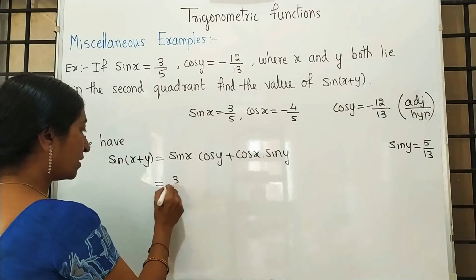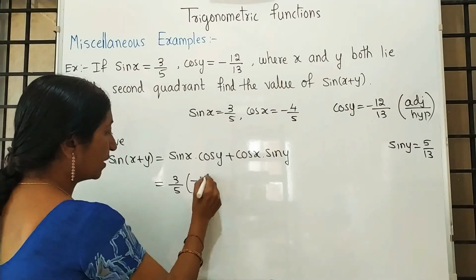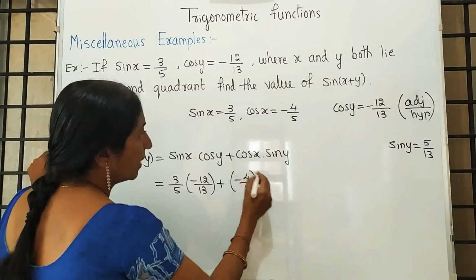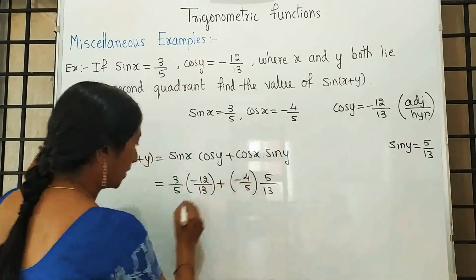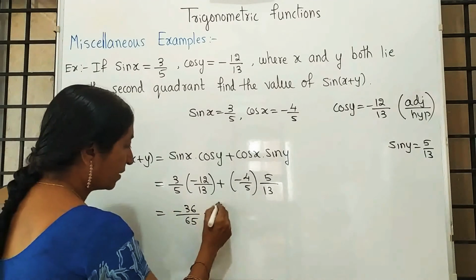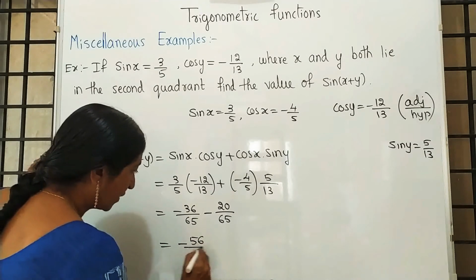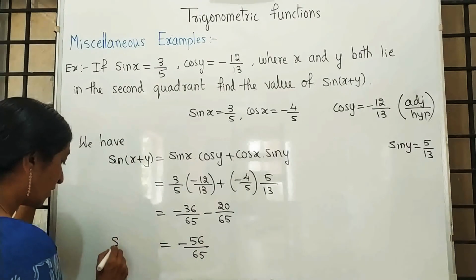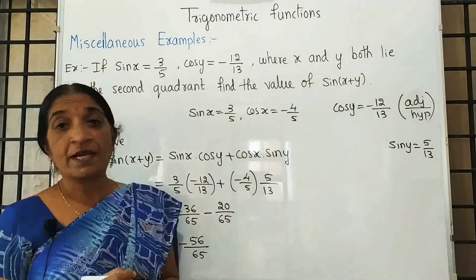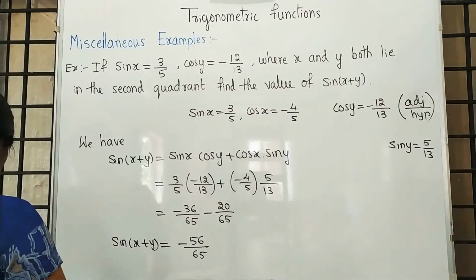Sin x value is 3 by 5, cos y is minus 12 upon 13, plus cos x is minus 4 by 5 and sin y is 5 upon 13. It is minus 36 upon 65 minus 20 upon 65. Taking the LCM and adding, it is minus 56 upon 65. This is what? Sin of x plus y. See, is the sum simple and interesting or what? Yes. Now moving to the next question, in that miscellany only.